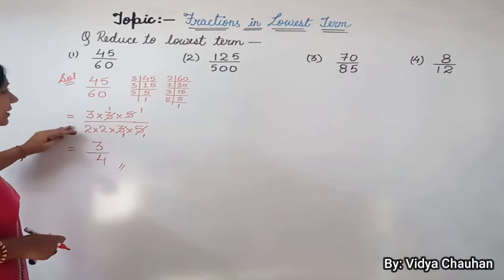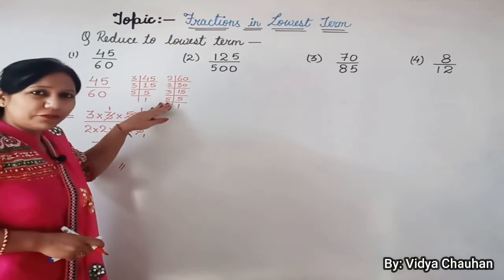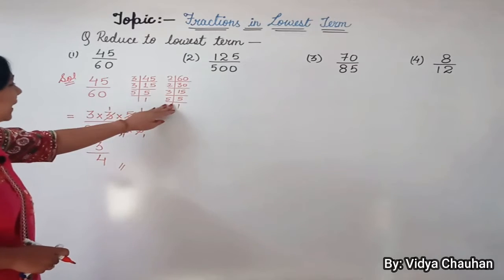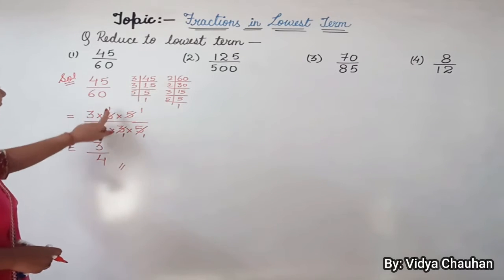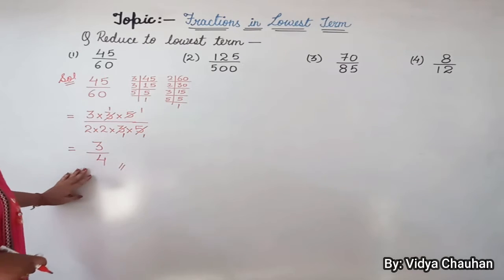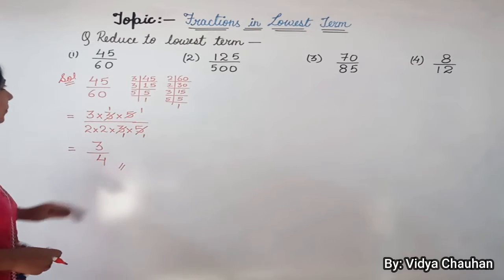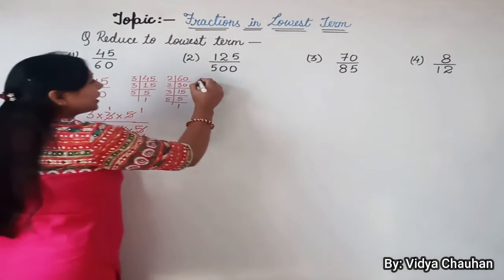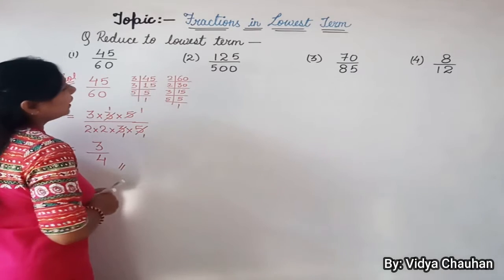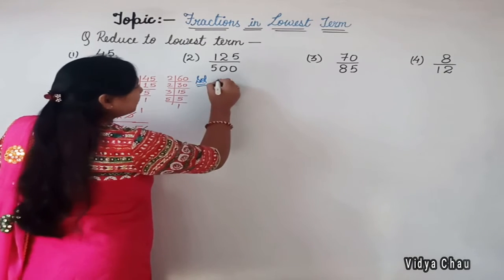This is quite easy because you have already studied how to find the factors of the given numbers. So simply find the factors, write the factors for both numerator and denominator, cancel out the common terms, and the rest of the value after multiplication will be your answer. So the lowest form for 45 upon 60 is 3 upon 4. Clear, students? Let's check out the solution for the second part, where the number is 125 upon 500.